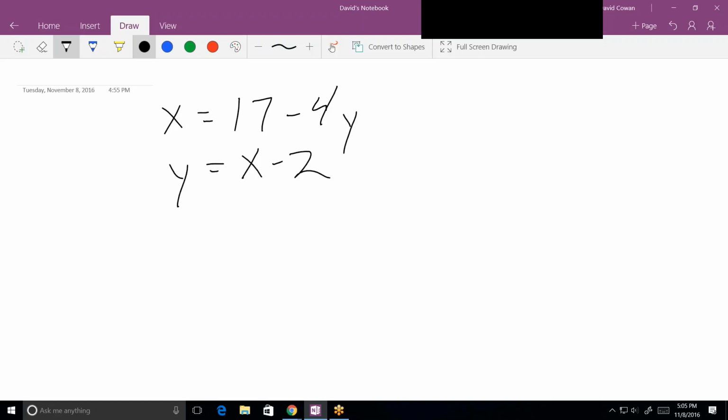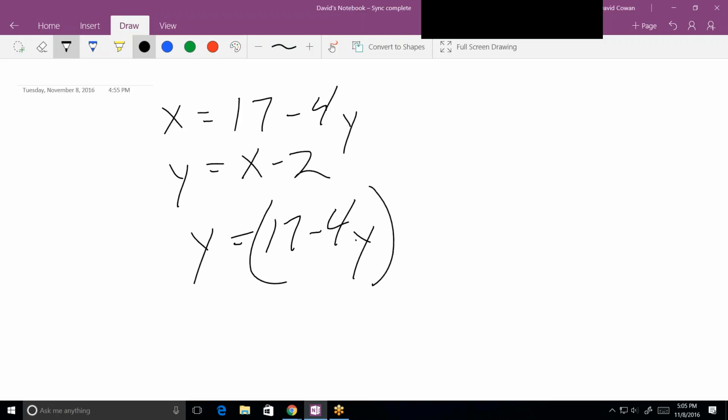Here's the way you want to do the substitution method. You want to take the equation that's fully solved for one variable, which is actually either one, right? And substitute it for that variable in your other equation. Yeah, so it would be y equals 17 minus 4y minus 2. Make sure you put parentheses around it just for clarification, okay? Sometimes you need those parentheses, sometimes you don't.